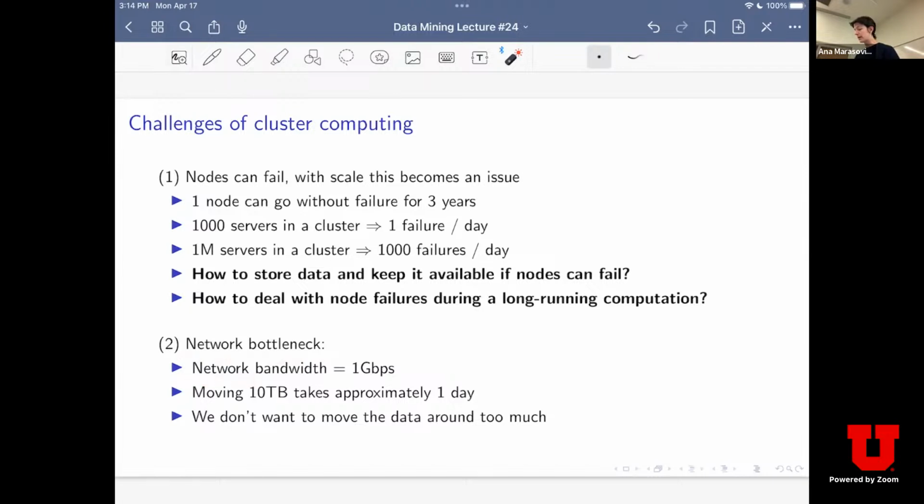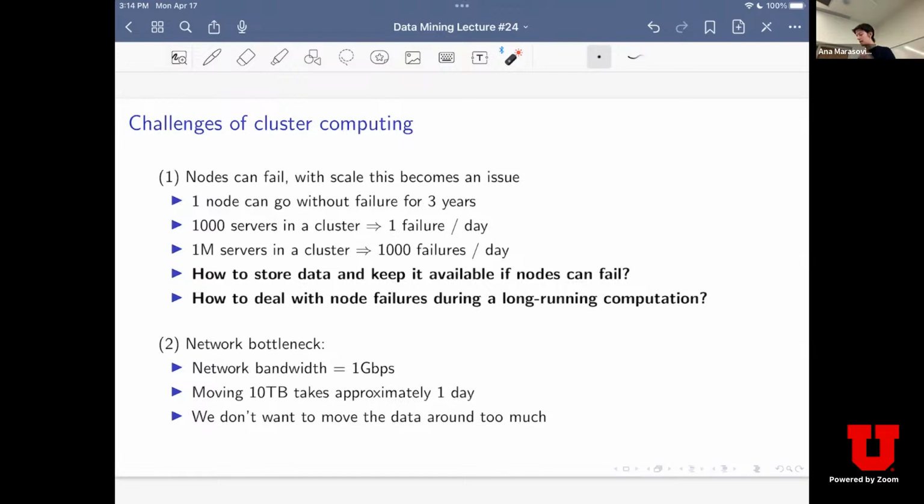All right, so the second problem of cluster computing is network bottlenecks. We can have the bandwidth of our network be 1 gigabyte per second. So moving 10 terabytes of data takes approximately 1 day. So we don't want to move our data too much. We want our data to be stored somewhere, and we don't want to transfer it from one node to another node.